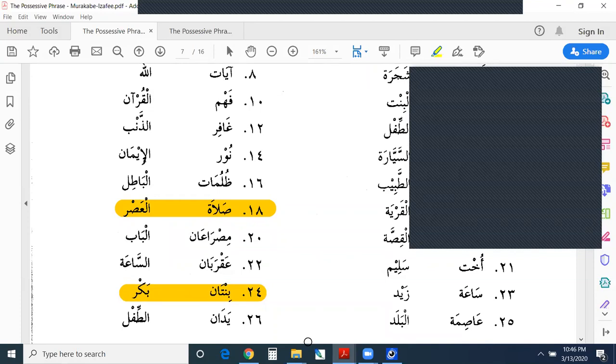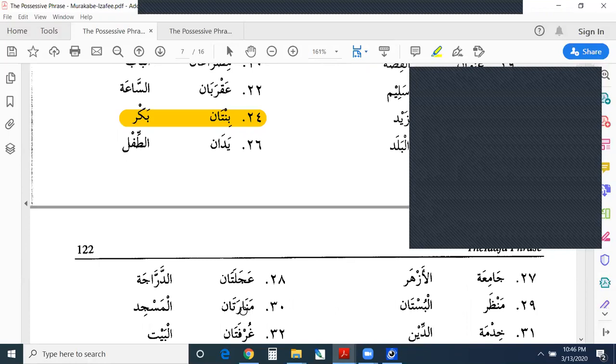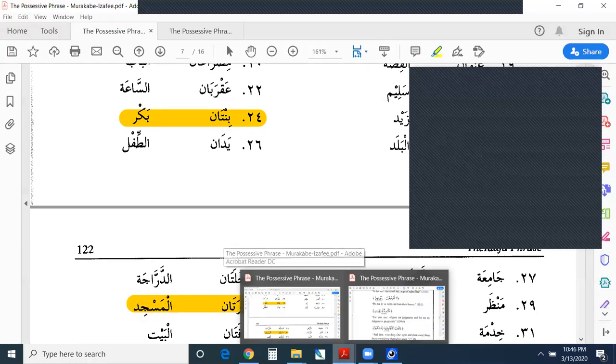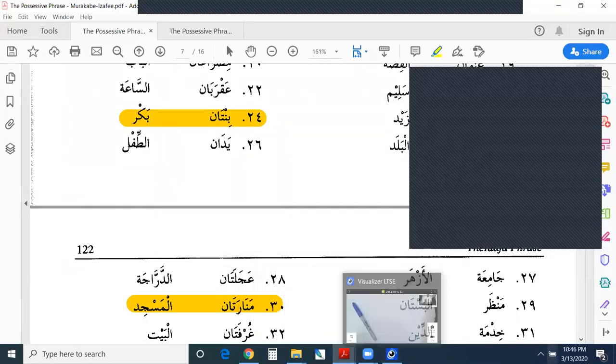Let's do number 30. Brother Kabir, number 30. Brother Kabir, are you there? Yeah, manaratul masajid. Manaratul masjidi. Right, because there was a single masjid, right? Yeah. Okay. Who else wants to try? I don't have the name for this brother in the Arabic language class. Is this brother Javed? Brother Javed, are you there? Okay, Brother Javed is probably not answering.